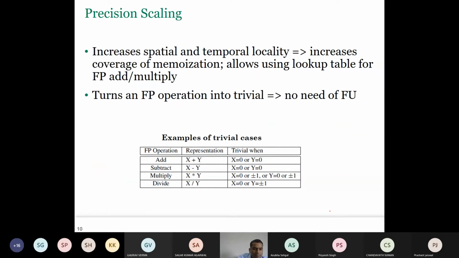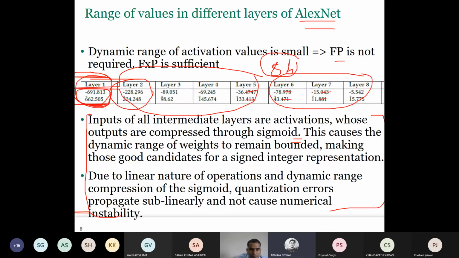Sir, with each layer, the range keeps getting less, so it becomes more precise. Yes, your point is correct. Here we use sigmoid, so the output values will be compressed. This is an observation for this network. It's not necessary for all networks, but for this network, this layer will have a larger range of values, and this can happen, that for a particular network the range of values gets smaller.